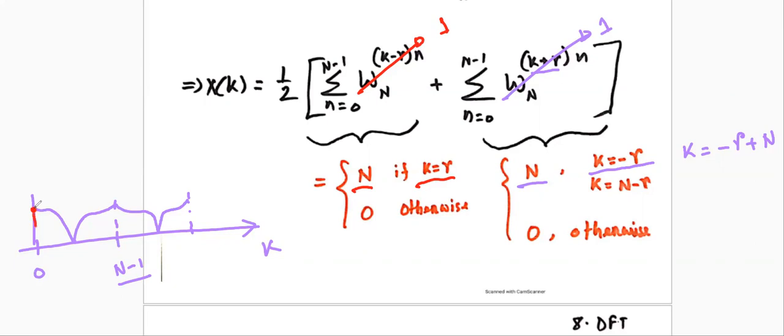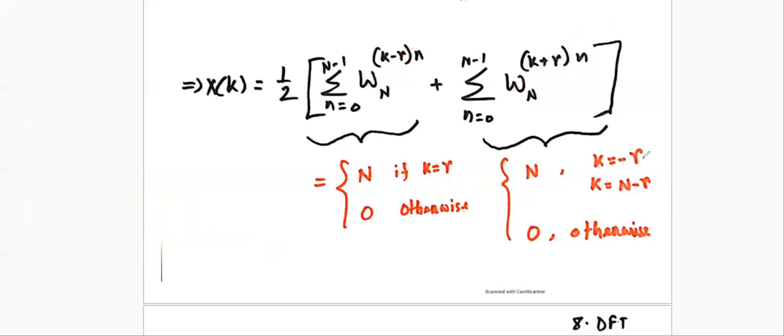So what does it mean? At this point and this point, they are the same. After how many samples is this repetition done? After N samples. So if this happens at k equal to minus r, it is also true that for k equal to minus r plus N, the same thing happens again. That's why we can write that k equal to minus r is equal to k equal to minus r plus N, which is equal to N minus r. What does it mean?